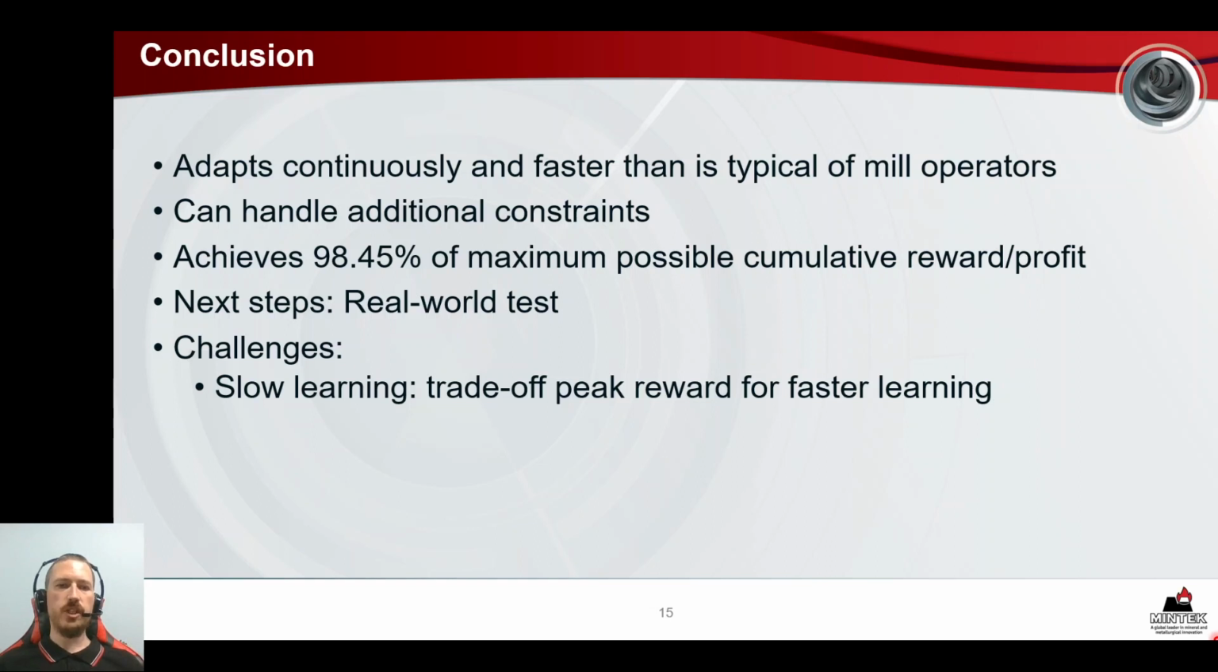We do still have one challenge, which is that it learns a bit too slowly when the mill liner is changed. Now, to accelerate this rate of adaptation, there's a trade-off between the peak reward that it can achieve and how rapidly it can adapt. So we're still working on improving that part of the agent.